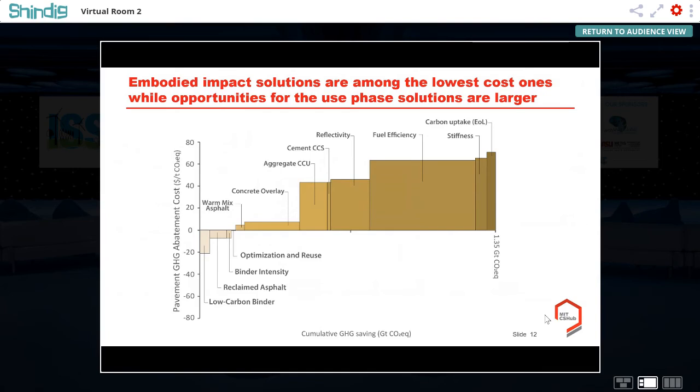On the other hand, we have a bigger opportunity to save GHG emissions in the use phase components, attributes such as reflectivity, fuel efficiency, stiffness. Therefore, it's a kind of trade-off: we start from a low cost, and then we have a bigger opportunity from the other, which has an abatement cost on the order of $50 or $60 per ton CO2 in the future.